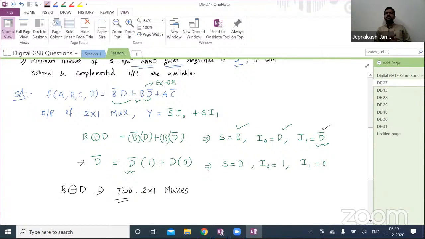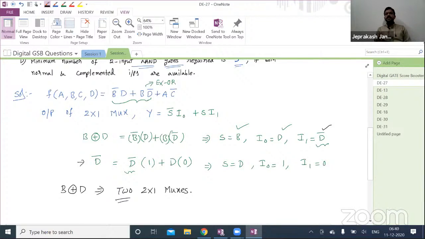But sometimes in the question they will specify that the complement inputs are also available. In that case, what is the answer for implementing B XOR D? If the complement inputs are available, then how many 2 by 1 muxes do we require? Yes, we require only one, right? Very good. We require only one. And if the question specifies you are allowed to use an inverter also, then even if only the normal inputs are available, you require only one 2 by 1 mux. So based on the context, the answer will vary.